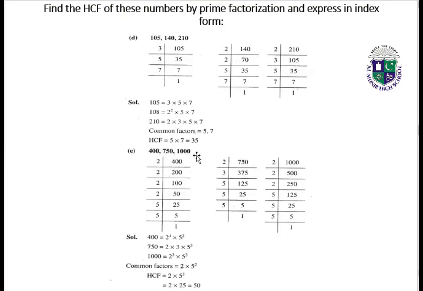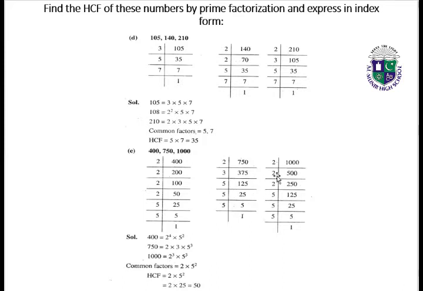400, 750 and 1000. 400, 2 to the 4, 0 0, 2 1s are 2, 0 0, 2 5s are 10, 1 0, 2 25s are 50, 5 5s are 25, 5 1s are 5. 750: 2 3s are 6, 1 carry, 2 7s are 14, 1 carry, 2 5s are 10, 3 1s are 3, 3 2s are 6, 1 carry 15, 3 5s are 15, 5 2s are 10, 2 carry, 5 5s are 25, 5 5s are 25, 5 1s are 5. 400 is 2 power 4 multiply by 5 square, 750 is 2 multiply by 3 multiply by 5 cube, and 1000.